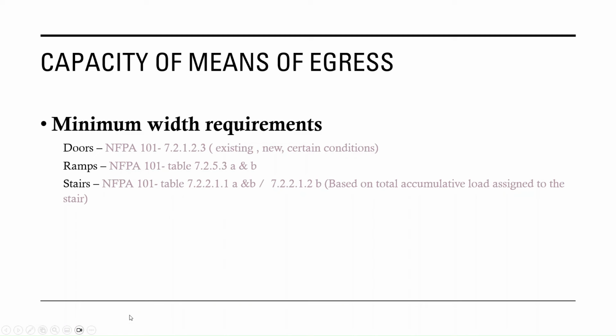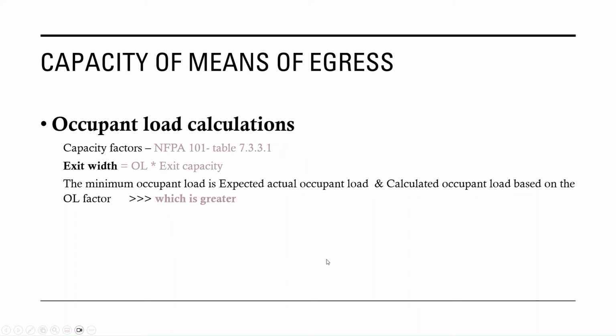This is basically for new buildings, existing buildings, and there are also specific conditions in which the requirements might be different. The second method to determine the exit capacity is the occupant load calculation, which depends on the exit capacity factors as per Table 7.3.3.1, which is basically determined according to the occupancy and automatic sprinkler system existence.